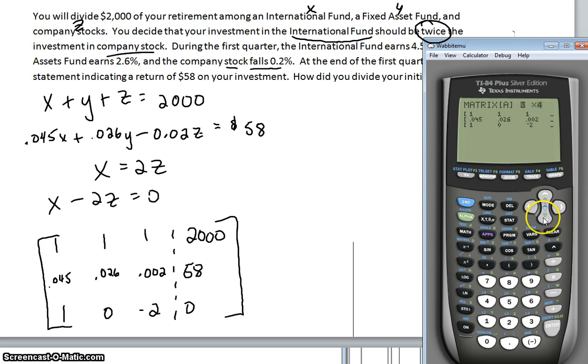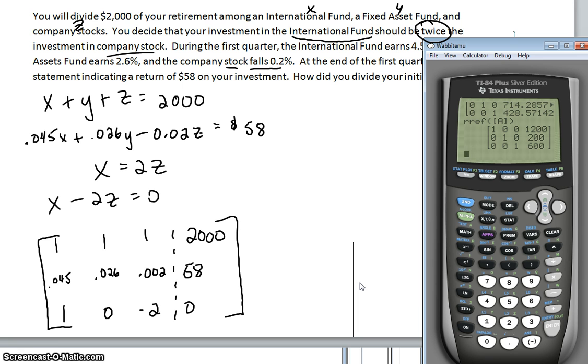One, 2000, 0.045, 0.026, 0.002. Oh, that's what I forgot. I forgot my negative. I knew it didn't look quite right. Okay, so I'm going to run this again. Ah, there we go. Okay, so here's my answer.